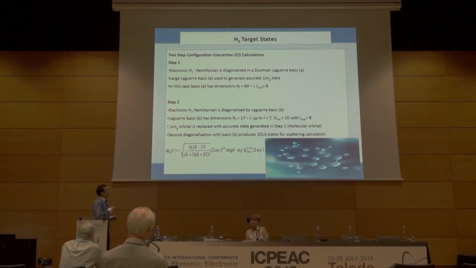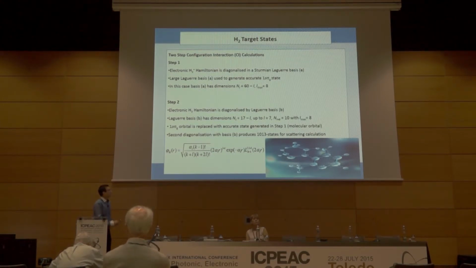These are used then to construct atomic orbitals in a basis. We then replace our 1sσg atomic orbital with the accurate 1sσg target state we generated in the first step, and then we construct two electron configurations, diagonalize our electronic Hamiltonian, and we get our structure model, which is 1013 states used in our scattering calculation.